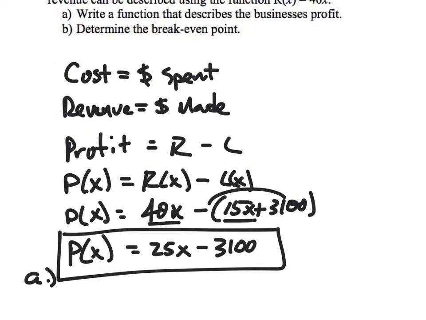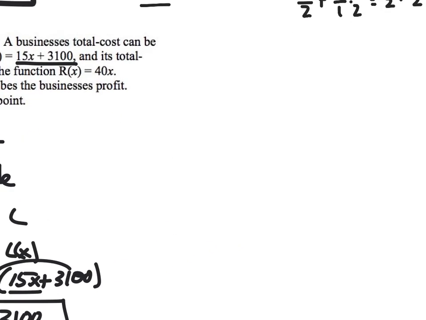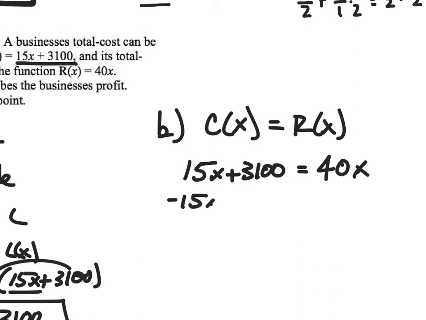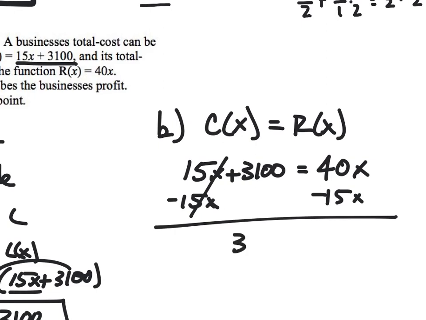And the break-even point is when you've made enough money to outweigh your cost. Okay, so break-even point in part B means that your cost, C of x, is equal to the amount of revenue that you've made, R of x. Okay, and so what I want to do is just set these two equal to each other. And we've got 15x plus 3100 is equal to 40x. And I want to solve this for x, so I'm going to go ahead and subtract 15x from both sides. Those cancel out, and so we end up getting 3100 is equal to 25x. Divide by 25, divide by 25.